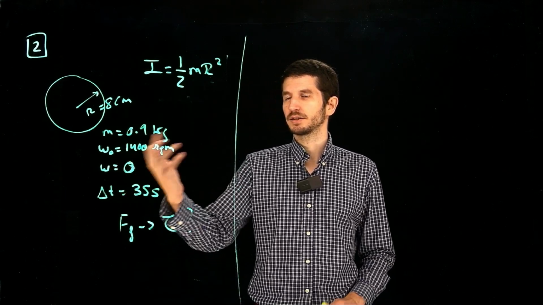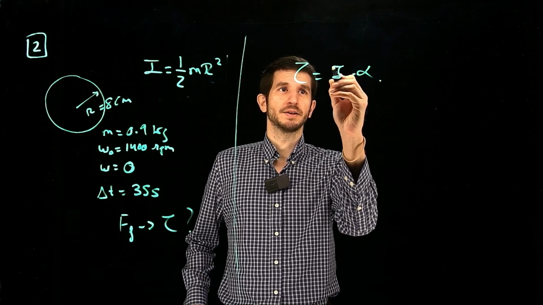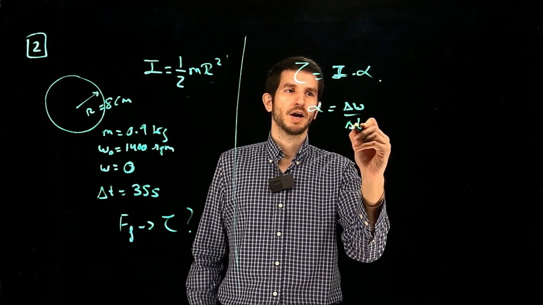Let's start by analyzing that the torque definition is just inertia times alpha. And how much is alpha? Well, alpha is the change in omega over t. How much is the change in omega?